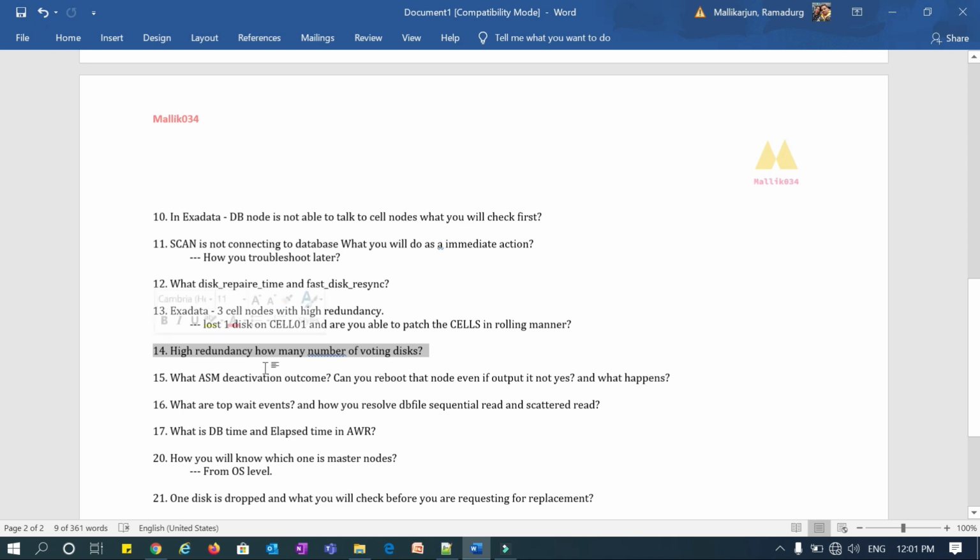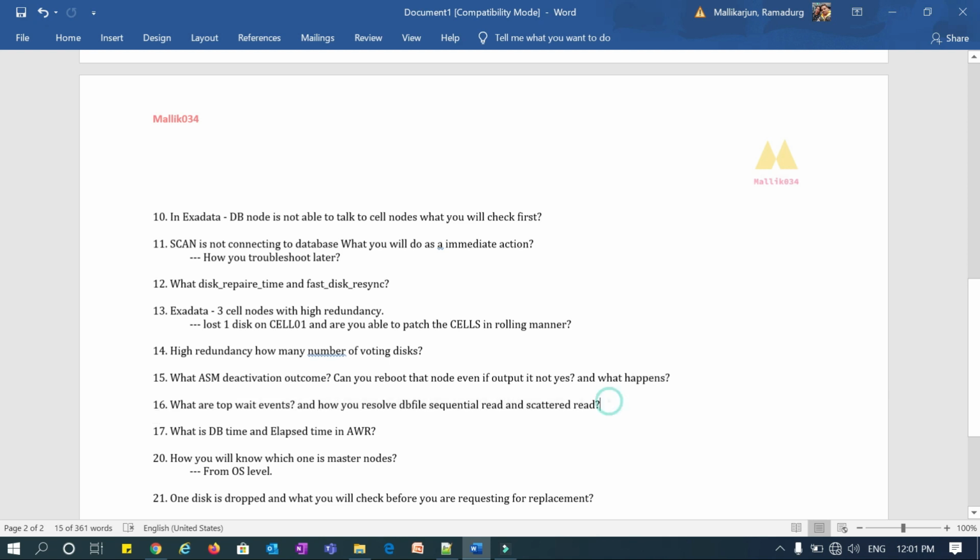The 15th question is, what is the ASM deactivation outcome, and can you reboot a cell node or storage server even though the deactivation outcome is not yes, like if it is dependent or something other than yes? Can you reboot the cell node, and what happens if you do? What are the top wait events, and how do you resolve DB sequential read and scattered read?